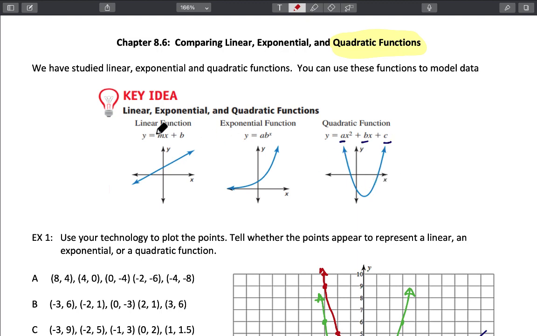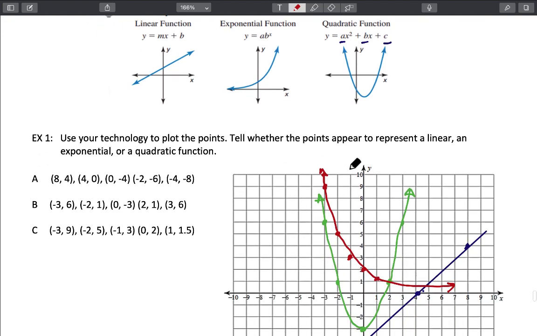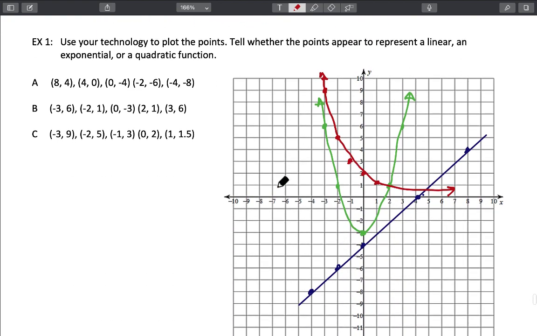Well, we want to compare it today to the linear function and exponential function and talk about average rates of change. So our first example asks us to use your technology to plot the points and tell whether the points appear to be linear, exponential, or quadratic, just based off of the shape. So if you haven't graphed these, take a second to pause the video and plot these points and then resume your video. All right, hopefully you've got those plotted.